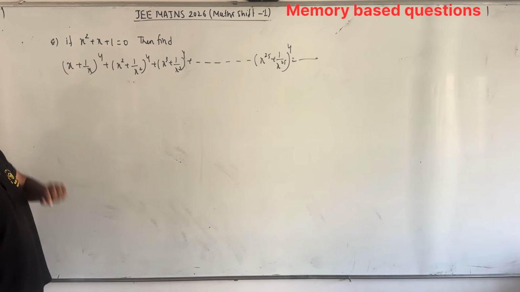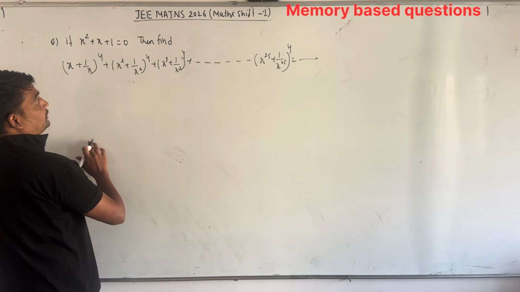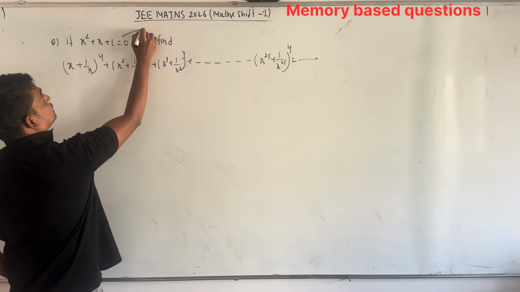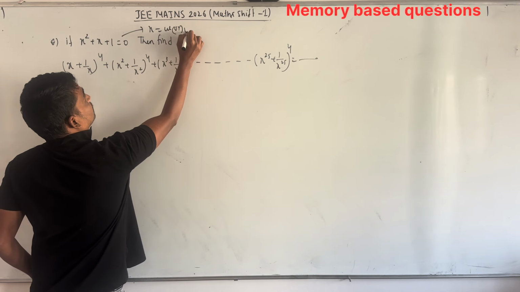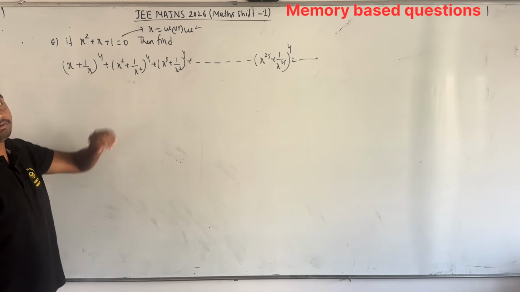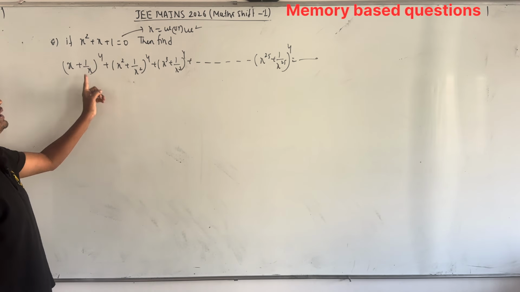See the next question. I think this is from complex numbers. If x squared plus x plus 1 equals 0, then find this value. So what are the roots for this equation? If we take x equal to omega or omega squared, we already know that the cube roots of unity are the roots for this equation. Then apply this omega squared here.